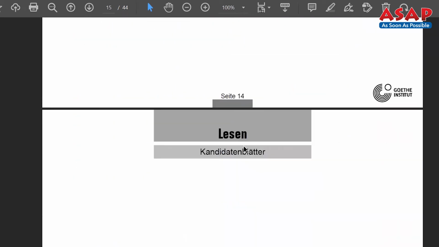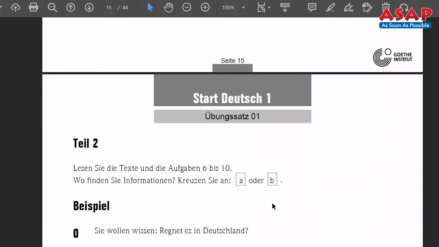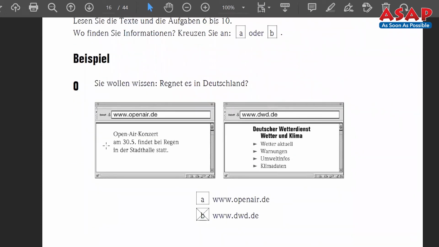So for the second part, you have two texts and five questions, Richtig oder falsch. Now the second tile. The second tile is really interesting. I appreciate the way they have designed this question paper. You have a purpose here. They give you one purpose, like Sie wollen wissen, regnet es in Deutschland? The examiner is talking to you. Sie means you here. The examiner is saying you want to know, is it raining in Germany?